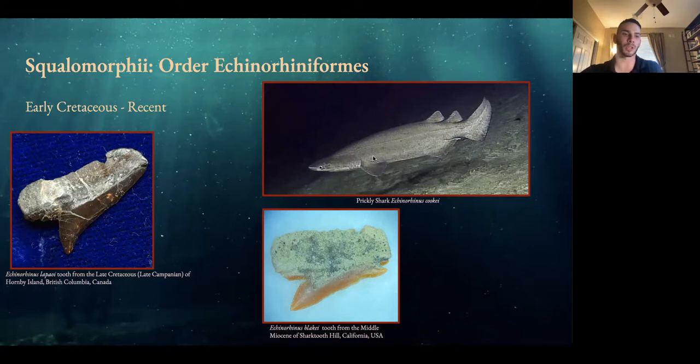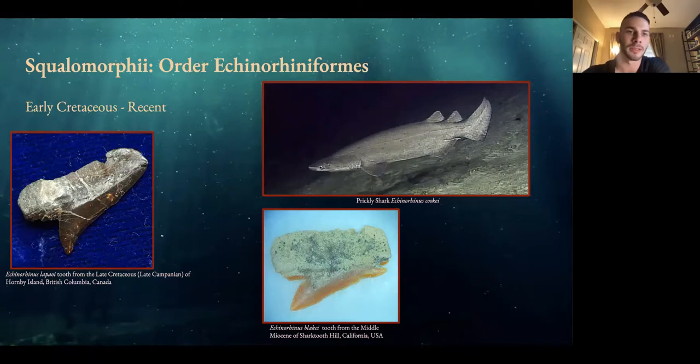Their teeth are quite interesting as well. They're very flat, so labiolingually compressed. This is an Echinorhinus lapoid tooth from the late Cretaceous of Hornby Island, Canada, and a more recent tooth, an Echinorhinus blakei, from the middle Miocene of Sharktooth Hill, California. These are quite fragile teeth, so it's very hard to find these perfect, as well as they just aren't very common, especially at Shark Tooth Hill.